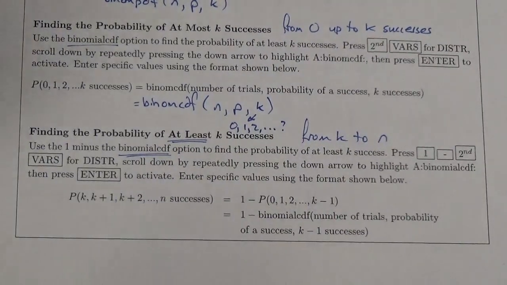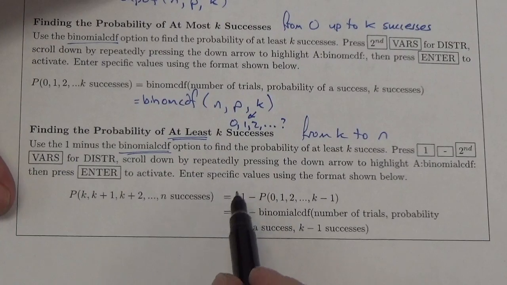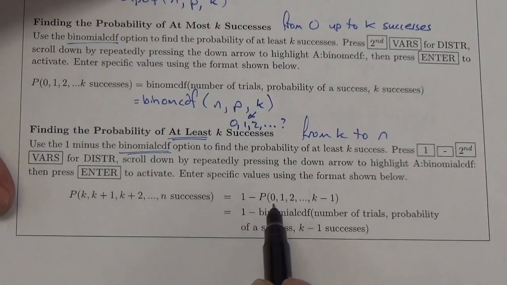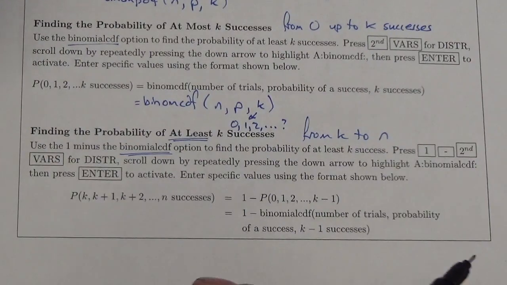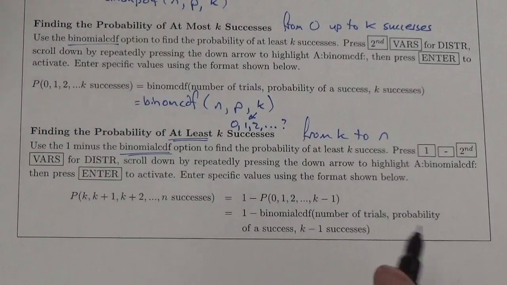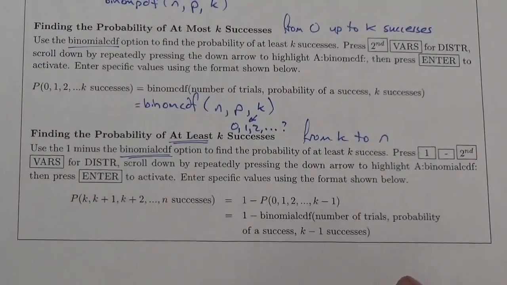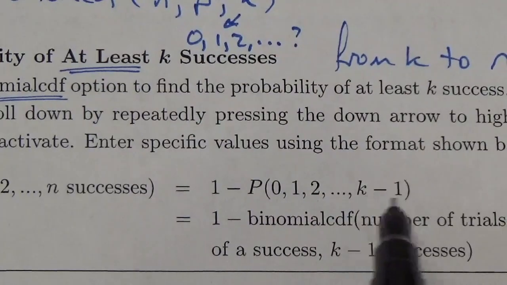To do the at least, what we're going to do is use 100%, and we're going to subtract the exact opposite. We're going to subtract at most K minus 1 successes. And this right here, this is the part that people struggle with, okay? This K minus 1.